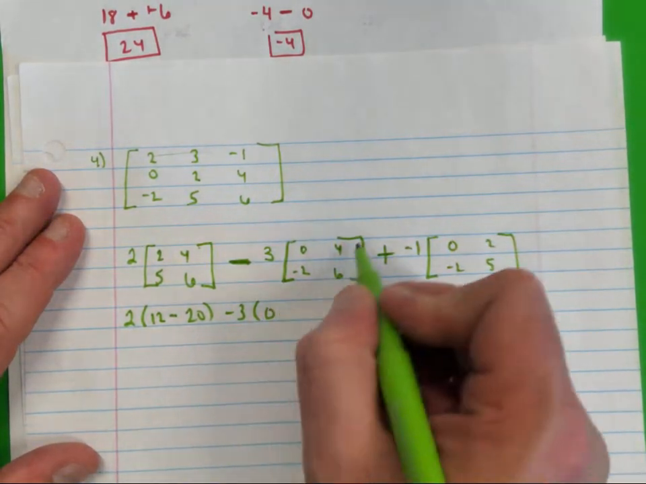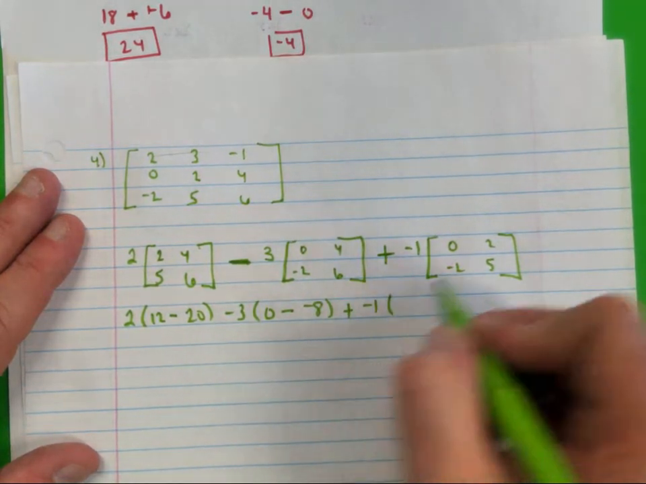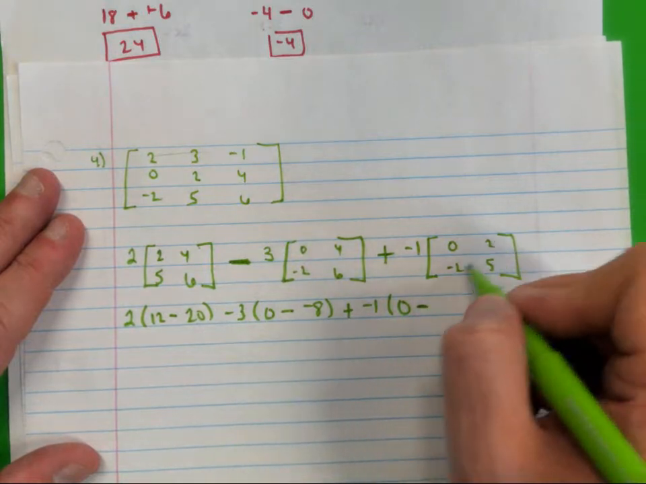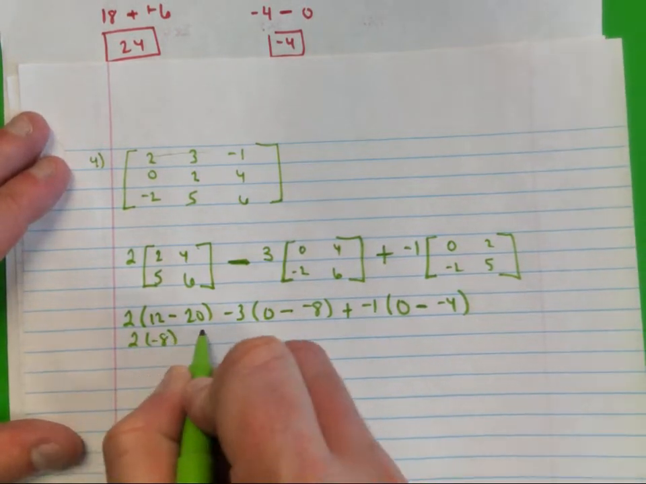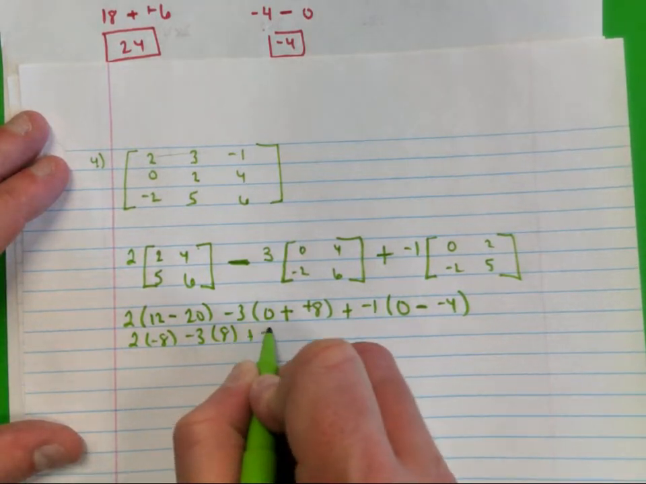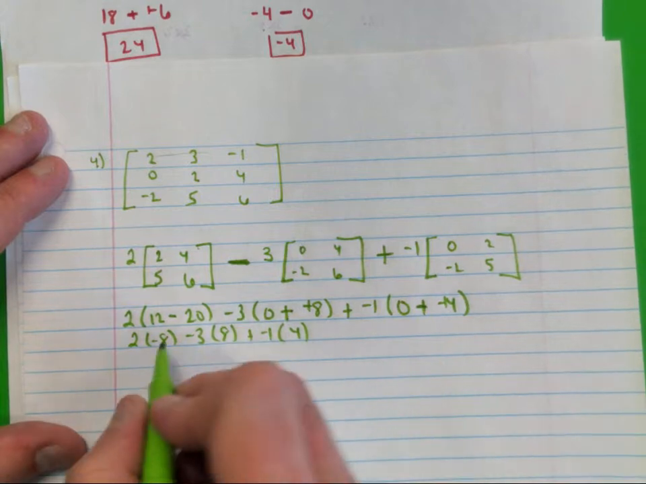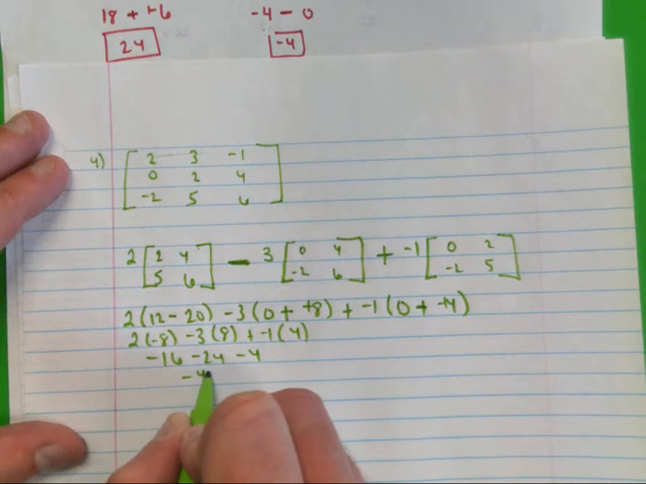0 times 6 is 0, minus 4 times -2 is -8, plus 0 times 5 is 0, minus 2 times -2 is -4. And you simplify it and it gives your answer. Remember, when you're doing determinant, you cross, minus always, cross. So this would be 2 times -8 minus 3. That's a double negative. Double negative. -16 minus 24 minus 4. So your answer is -44.